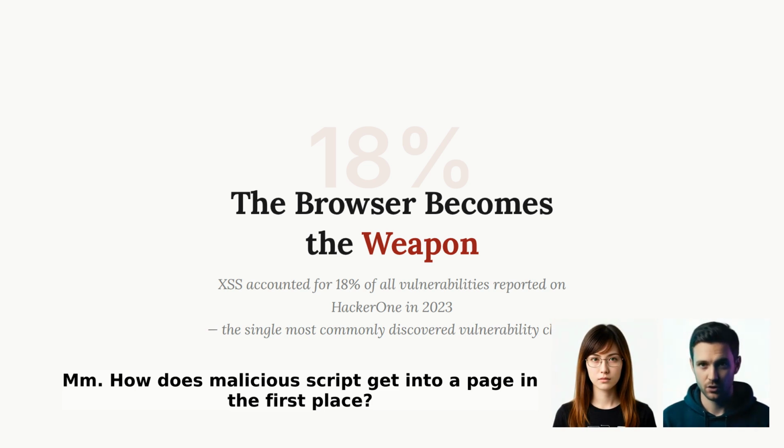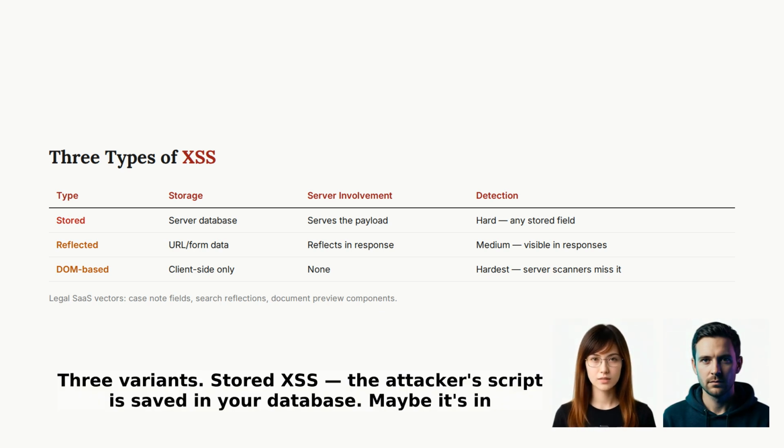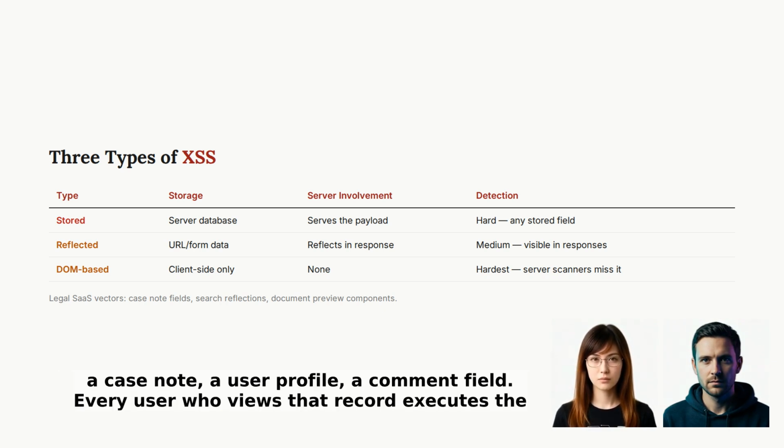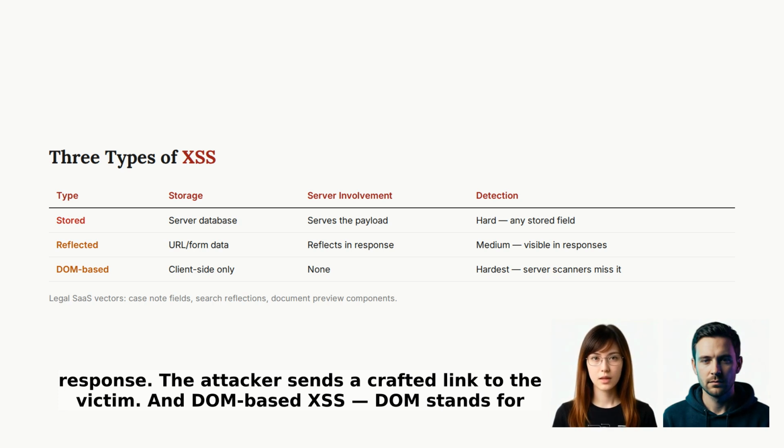How does malicious script get into a page in the first place? Three variants. Stored XSS. The attacker's script is saved in your database. Maybe it's in a case note, a user profile, a comment field. Every user who views that record executes the script. Reflected XSS. The script is in a URL parameter that the server echoes back in response. The attacker sends a crafted link to the victim.